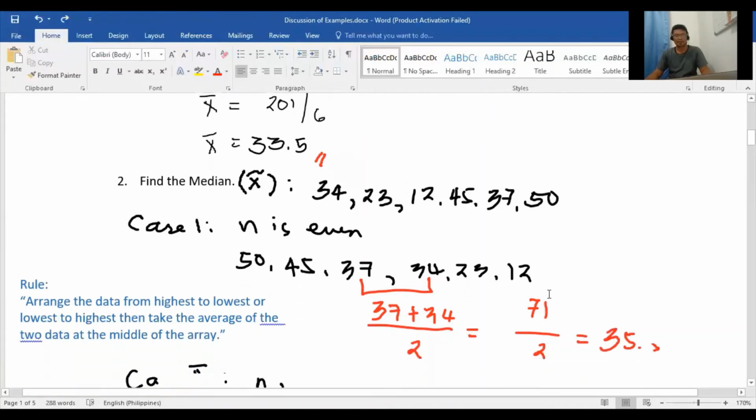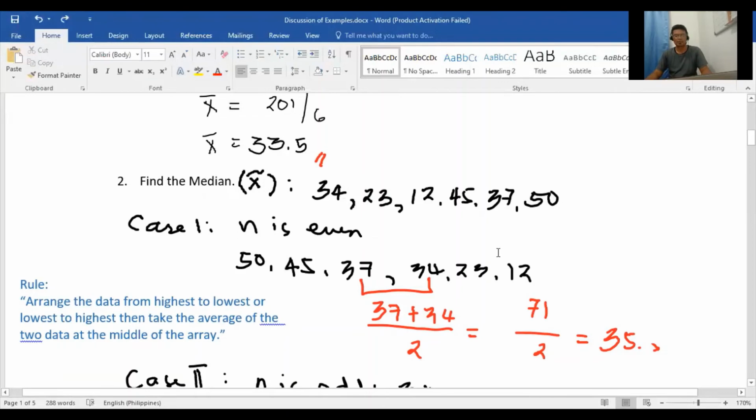First case is when the number of data set is even. N is even. A number divisible by 2 is even, so we have 2, 4, 6, 8, 10, etc. Or multiples of 2 are all even numbers. In this case, we have 6 only. There are only 6 measurements or data here.